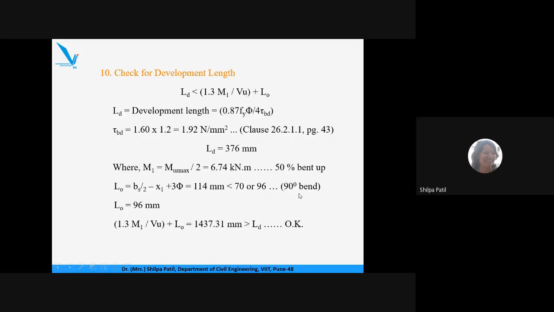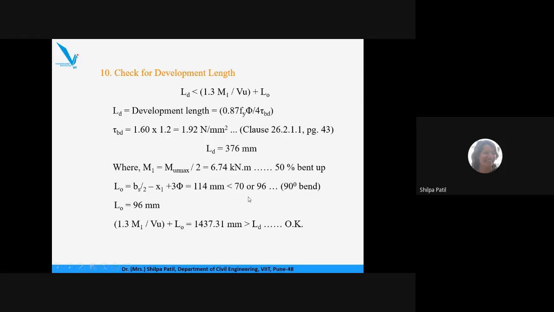We have considered here a 90 degree bend. It means the bar will be bent at 90 degree only. So for 90 degree, the L0 formula is BS by 2 minus X1 plus 3 times phi. By putting all these values, BS is 230, it is the width of the support, minus X1, our clear cover, which we have assumed initially as 25, plus 3 times the diameter 8 mm. So putting all these values, L0 is coming as 114 mm. Okay.